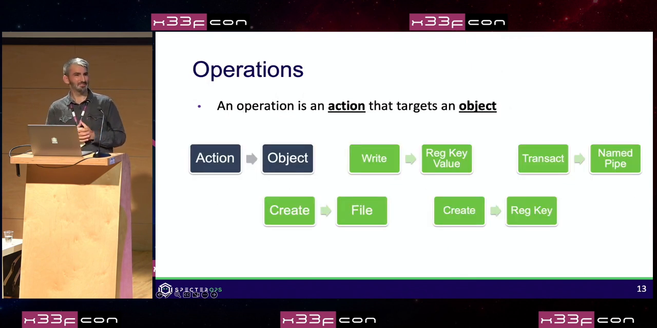So a definition of procedures that involves the word operations isn't very helpful unless I also define operations for us. And I think of operations as an action that targets some object. What this amounts to is a schematic or shorthand for an operation: a pair of an action targeting some object. And obviously these actions have to be specific and appropriate for the object that they act on. We might be able to write to a registry key value, for instance, and we can transact to a named pipe, but we can't really transact to a registry key value, right?